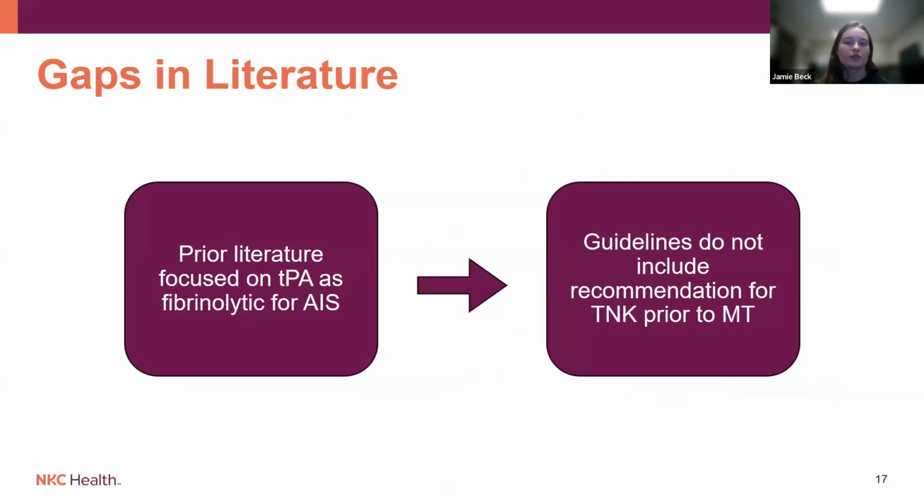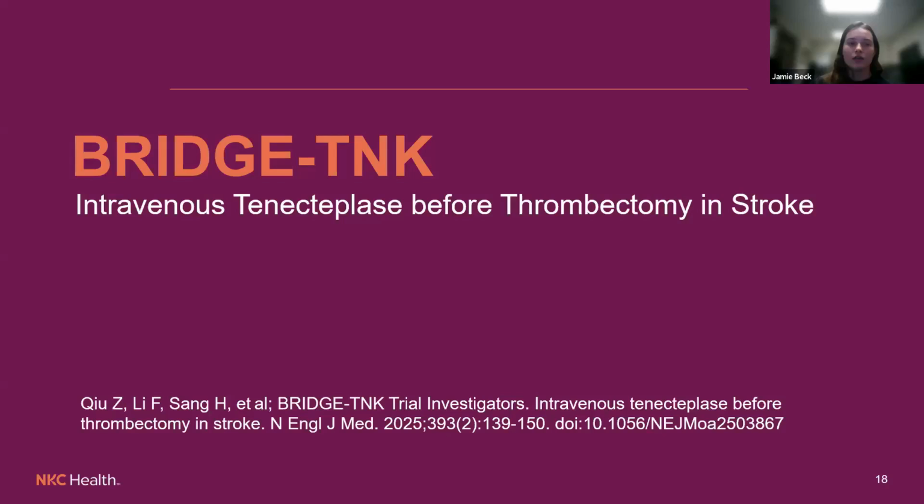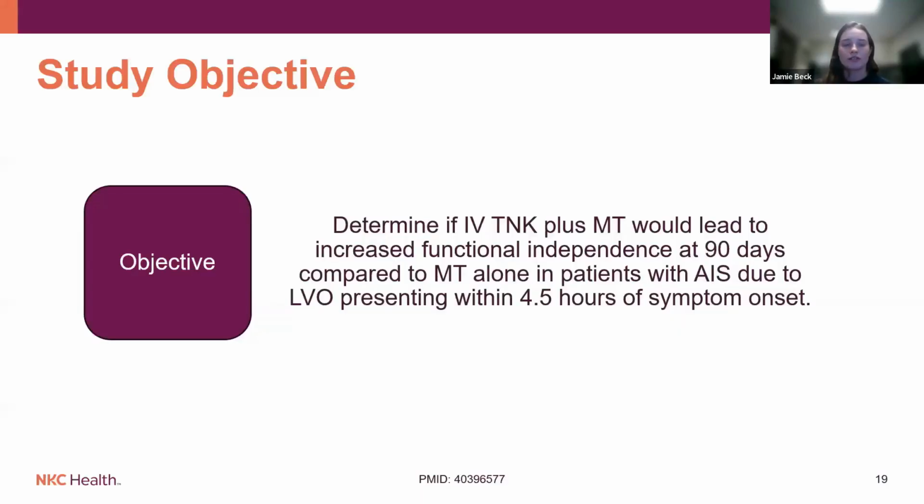So the gaps in literature are because the prior literature has primarily focused only on alteplase as the sole IV fibrinolytic, and the current guidelines don't review literature on tenecteplase for this indication or make recommendations for tenecteplase prior to mechanical thrombectomy, which led to the creation of the BRIDGE-TNK trial, or intravenous tenecteplase before thrombectomy in stroke. The researchers aimed to determine if IV tenecteplase plus mechanical thrombectomy would lead to increased functional independence, so a modified Rankin scale score of 0 to 2, at 90 days compared to thrombectomy alone in patients with acute ischemic stroke due to large vessel occlusion who presented within that 4.5-hour acute symptom onset window.